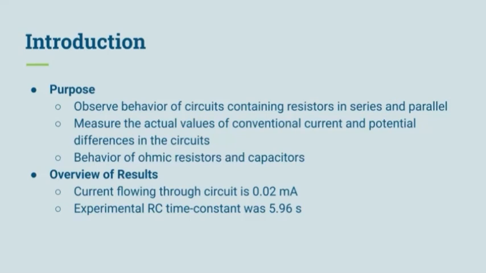For the first part of the lab, the current flowing through the series circuit was 0.02 amps, while the experimental RC time constant was calculated to be 5.96 seconds in the RC circuit.